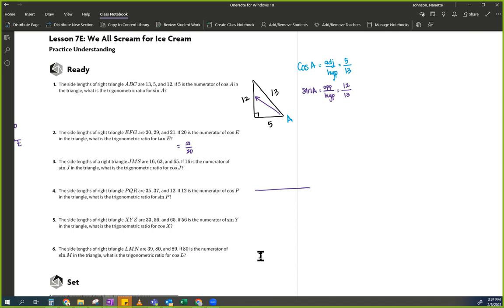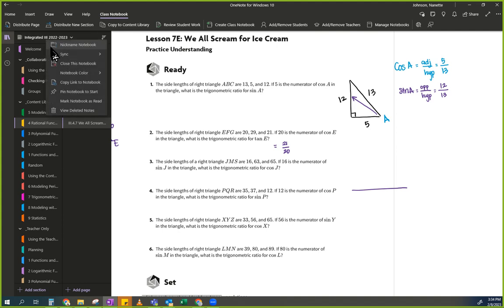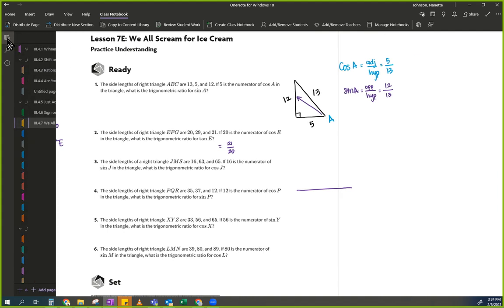Okay, and this is this one. So then it says that 33, 56, and 65 are the side lengths. So clearly my hypotenuse is 65.